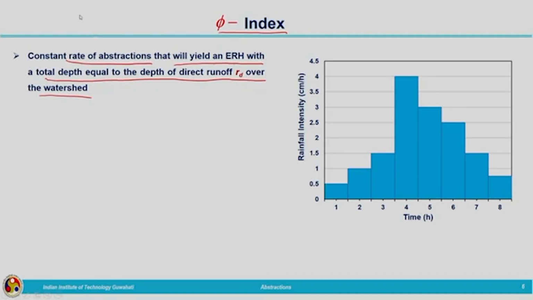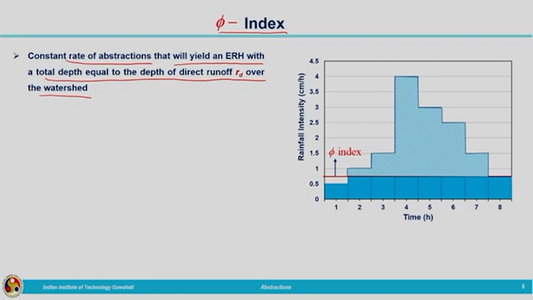So, how to determine phi index? Definitely we need the value corresponding to RD, the runoff depth. This is the rainfall hydrograph, the representation of rainfall intensity versus time, and from this we will find out the constant rate of abstractions, represented by phi index. Once we deduct this phi index value multiplied by the corresponding time intervals, it will give us the runoff depth. So, here we have the rainfall hydrograph and phi index. After deducting that much abstraction from the total rainfall, whatever remains, these ordinates represent the excess rainfall hydrograph.